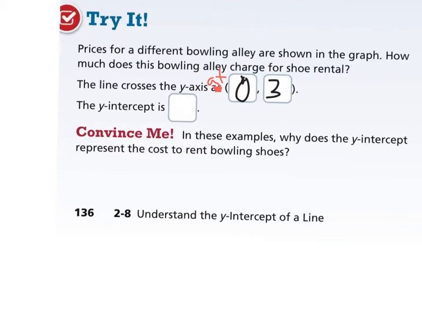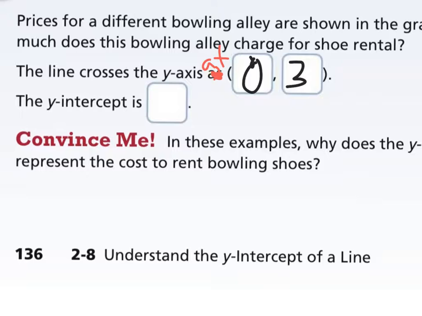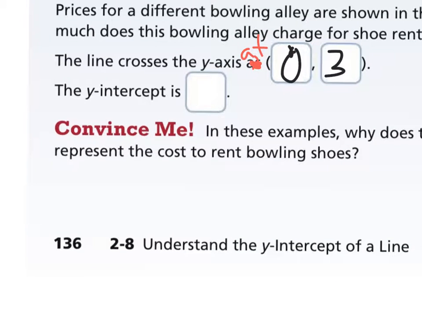So it crosses the y-axis at (0, 3), and from that, that's our y-intercept. When we say what the y-intercept is, the x is always 0. So x is 0, y is 3. We can just say then the y-intercept is 3. Okay, y-intercept is 3, which again basically tells us that's an initial fee, initial charge. So that's basically telling us it's going to cost $3 for shoe rental, and then after that we pay so much per game.